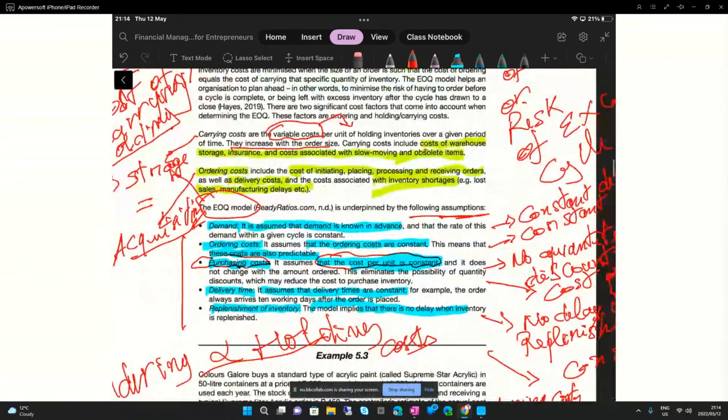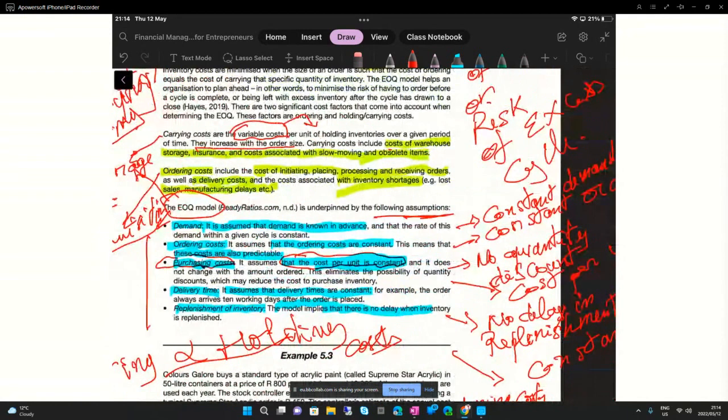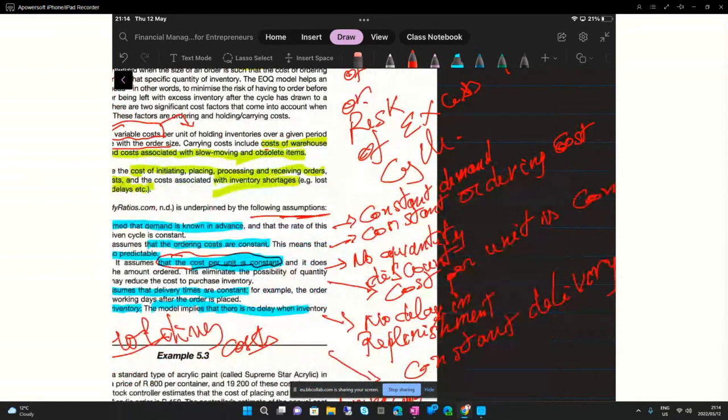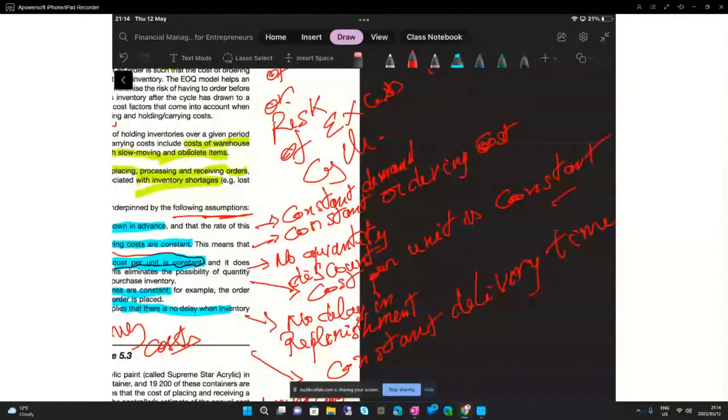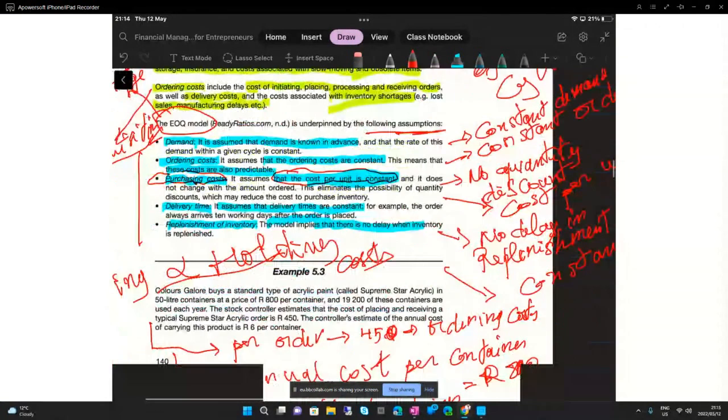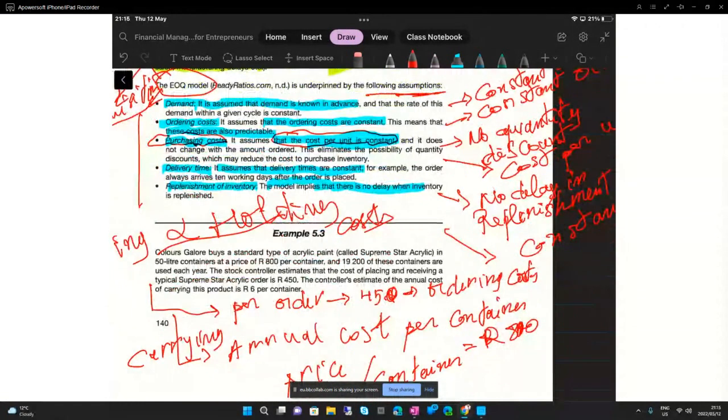Obviously this particular model has assumptions, and there need to be quite a lot of constants. There needs to be a constant demand, constant ordering cost, no quantity discount, the cost per unit needs to be constant, and delivery time needs to be constant. So you get the picture.